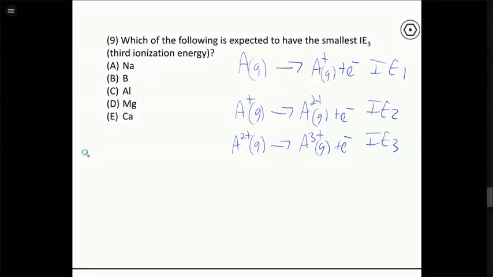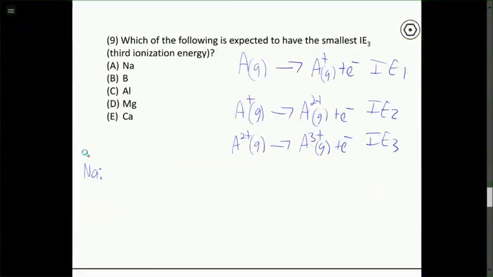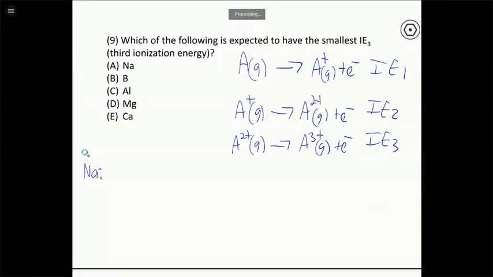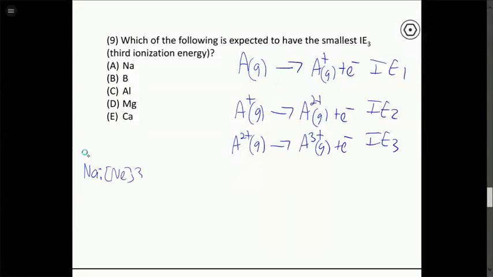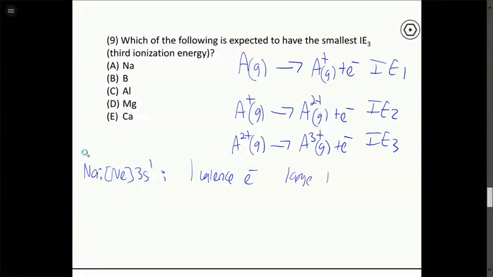So if we look at the first answer choice, sodium, the electron configuration for sodium is going to be neon, the noble gas that comes before it, and then it has a 3s1 valence electron. So sodium is neon 3s1. This has one valence electron. So if we're talking about the third ionization energy, we're already removing a core electron for sodium, because after the first ionization, we're already into the core electrons, and so those are going to be extremely difficult to remove. So this is expected to have a very large third ionization energy.